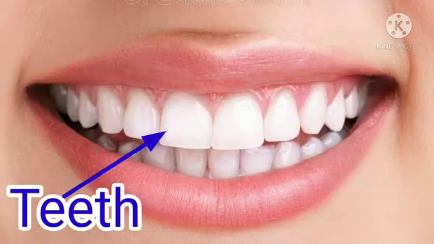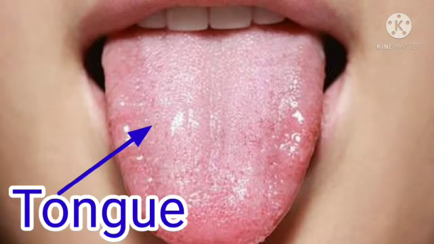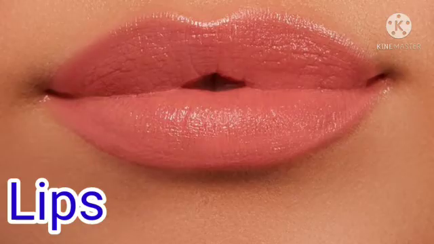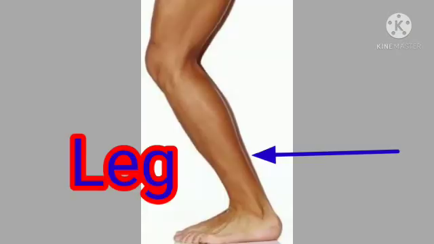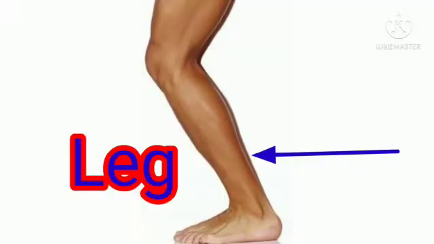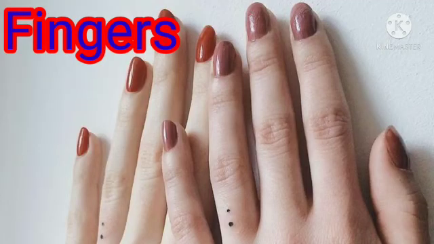This is teeth. This is tongue. We taste with our tongue. This is lips. This is our hand. We have two hands. This is leg. We have two legs. We walk with our legs. These are fingers. We have 10 fingers.